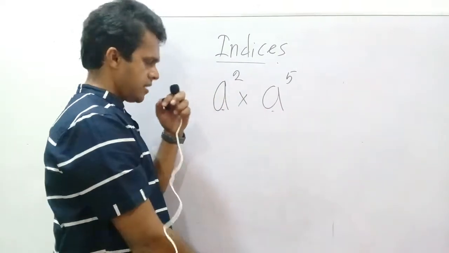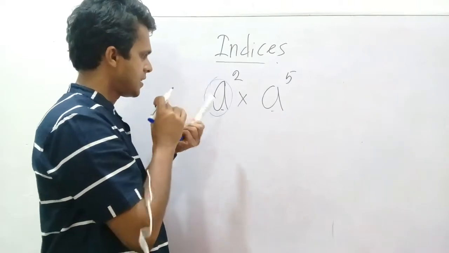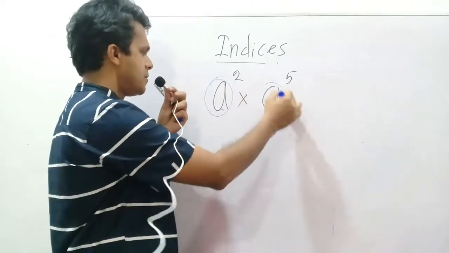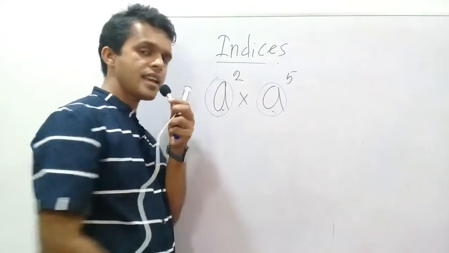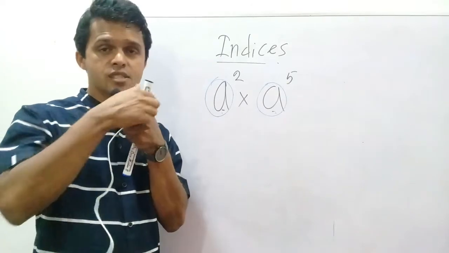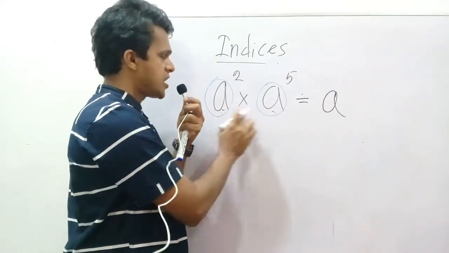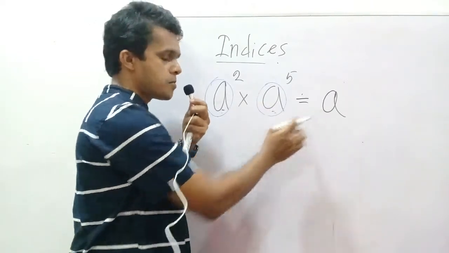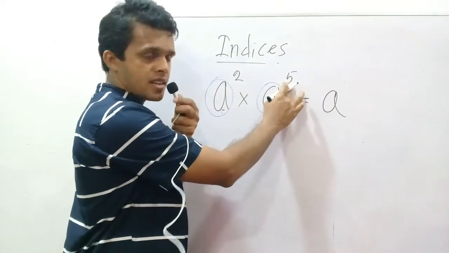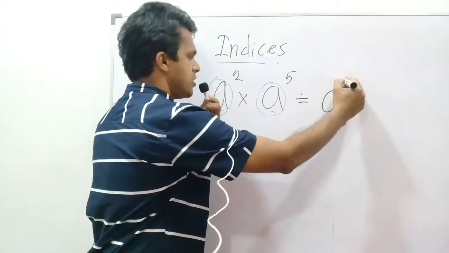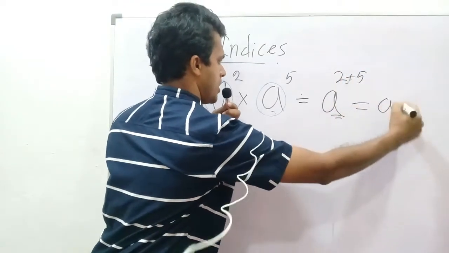What is the answer? Here the base is a. Right? Here the base is a. So when the base is equal, the indices should be added. Here the index is 2 and 5. So the base is not changed. The base a should be written, and the indices should be added. This 2 and this 5 are added, not multiplied. 2 plus 5, 7. So a to the power 7.